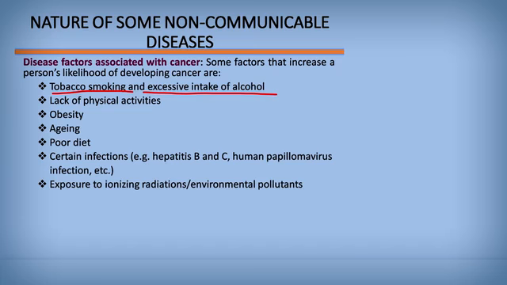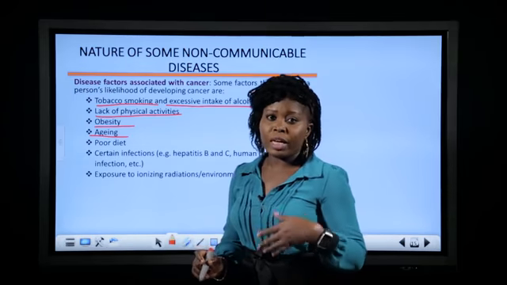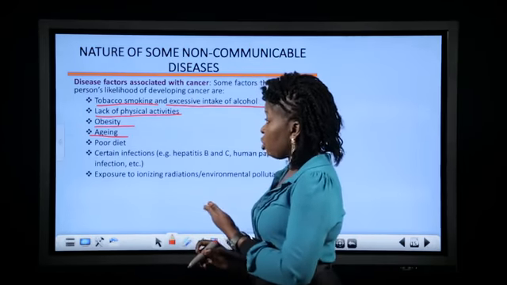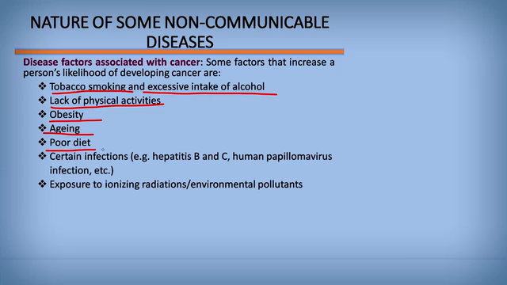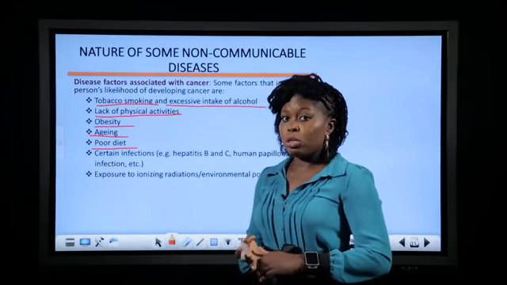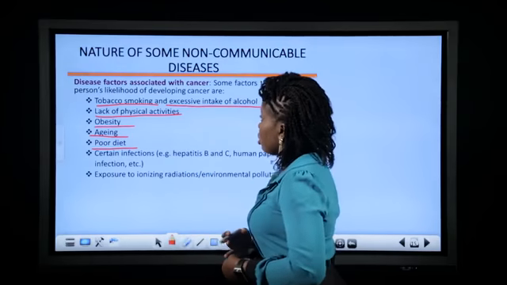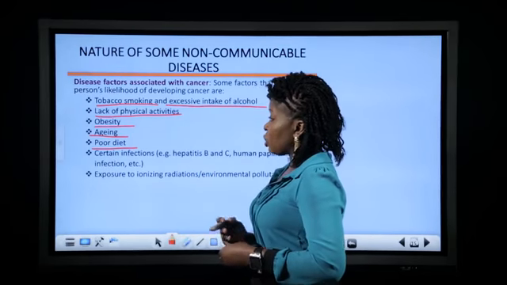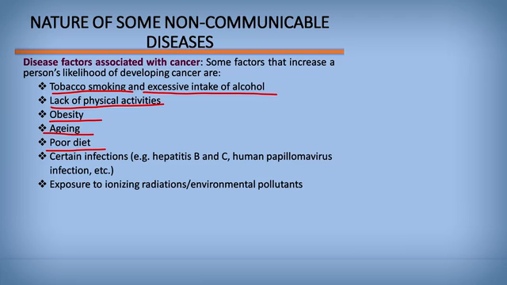Okay, so we have lack of physical activities, obesity, aging. Some cancers actually develop when people get older. Okay, so that's one risk factor of cancer. Poor diet. Remember, we said that we must always eat a balanced diet. So when certain nutrients are missing from our diet over a very long period of time, it can be a serious risk factor for developing cancer.